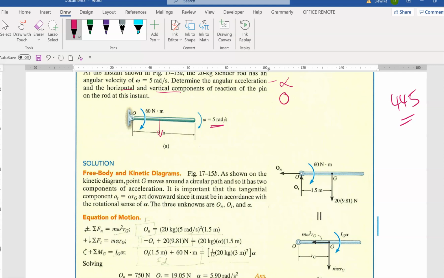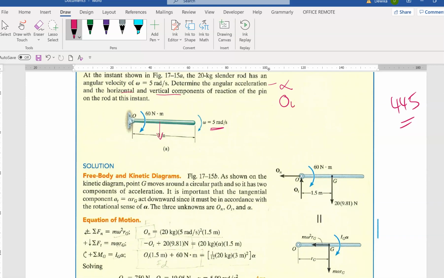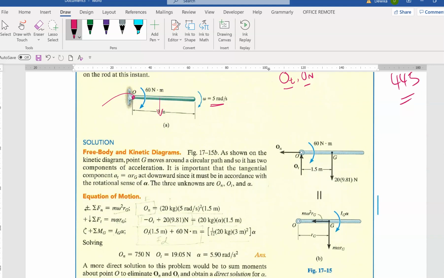So they want O. In this case we are taking t, Fn and Ft, so it will be O_t and O_n. These are the pin reactions. You remember the pin from the statics lecture? You have two unknowns, Fx and Fy, so same. Okay, let's solve this question.